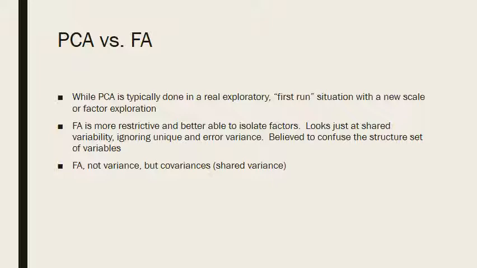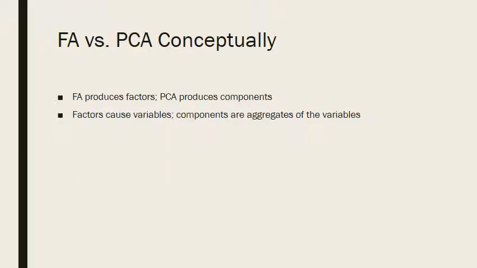So factor analysis doesn't use variance. It uses covariance, or shared variance. Factor analysis is built on a covariance matrix, whereas principal components analysis is built on a variance matrix or correlation matrix. Factor analysis produces something called factors, and principal components analysis produces something called components. They're actually calculated similarly, although one is using covariance and one is using variance. But beyond that, it's all going to look exactly the same.